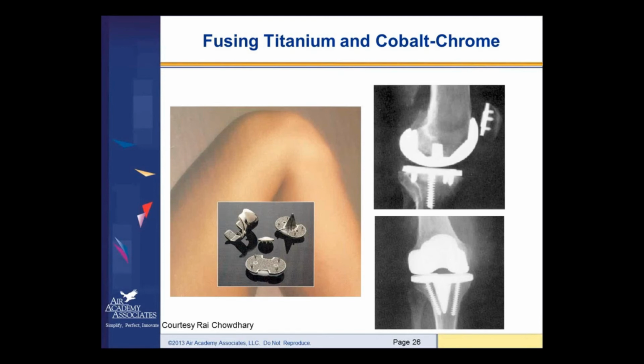Other models can be, in the medical industry, it's very, very important to be able to fuse titanium and Cobalt-Chrome for an artificial knee joint.